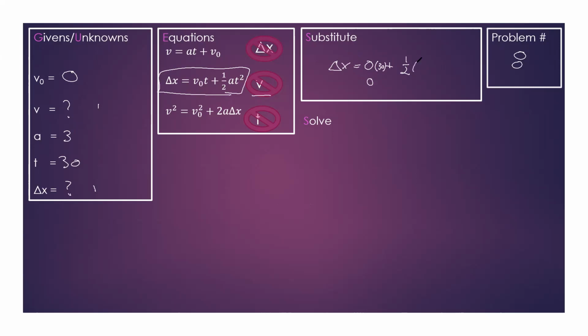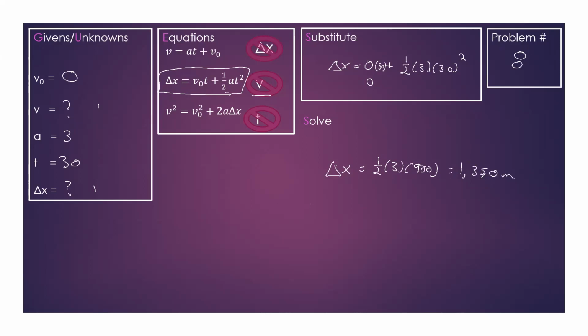My acceleration is 3, and my time is 30. So delta x is equal to 1/2 times 3 times, let's see, 30 squared is going to be 900. So that's going to equal 3 times 900, which is 2,700. Half of that is going to be 1,350 meters.